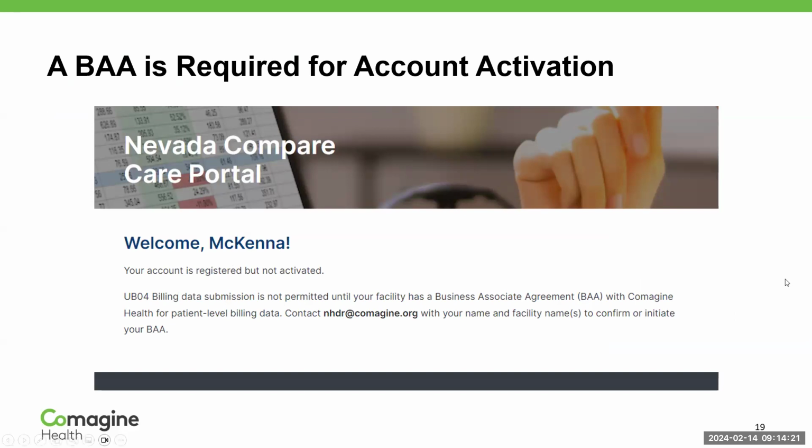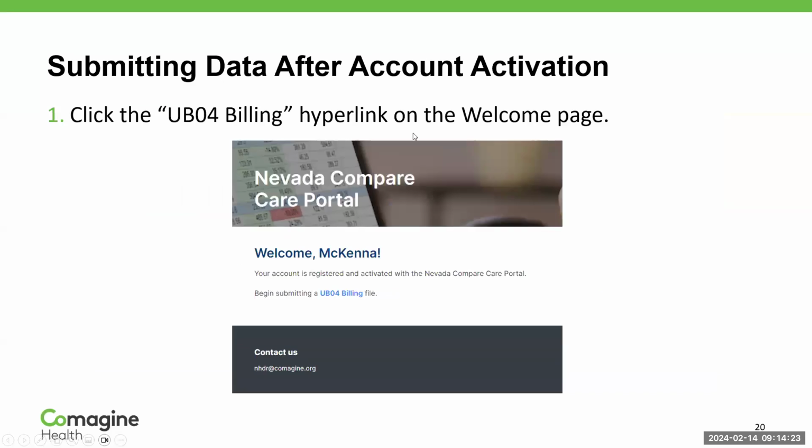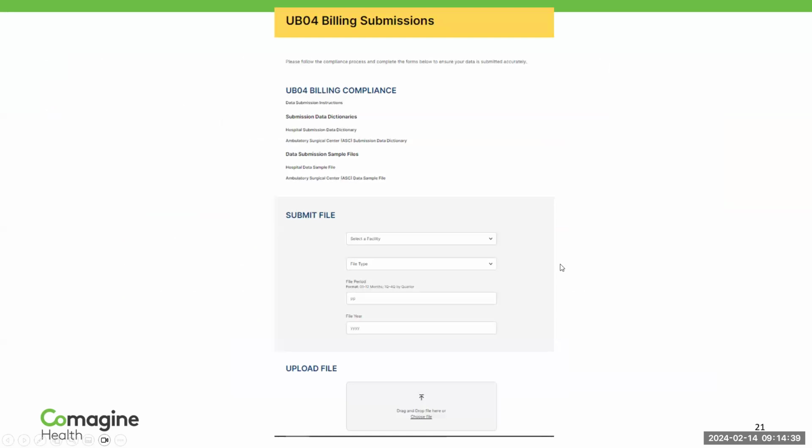And then once your account's activated, your welcome page will look like this. Your account's been registered and activated, and then you're going to click on this UB04 billing file hyperlink to begin submitting your data. So clicking on this hyperlink is going to take you to the file upload page. It looks something like this. So you'll see there's the instructions here, and we have the data dictionaries here as well, as I mentioned, and the sample files.